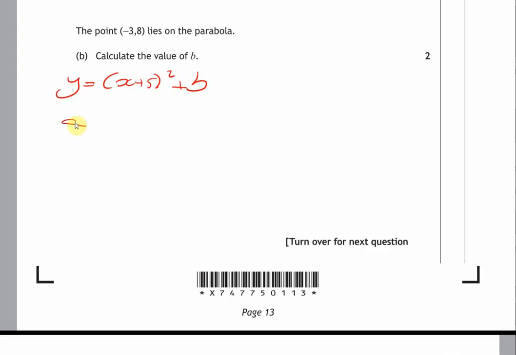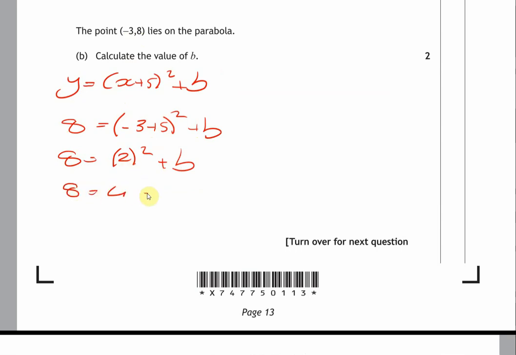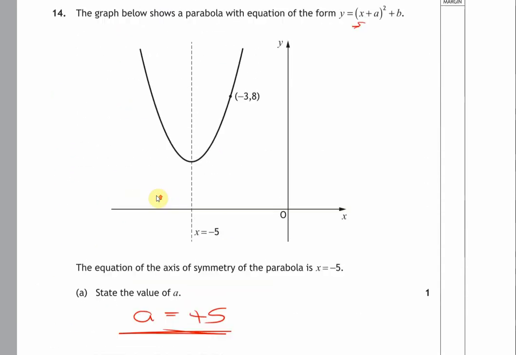So we know that y is 8, and that's equal to (x is minus 3 plus 5) squared plus b. So 8 equals minus 3 plus 5 is 2, squared, plus b. So 8 equals 2 squared is 4 plus b. We'll take that 4 across to the other side, that will go over as minus. So 8 take away 4 is 4 equals b. So b is equal to 4. And that is as difficult as those questions get.